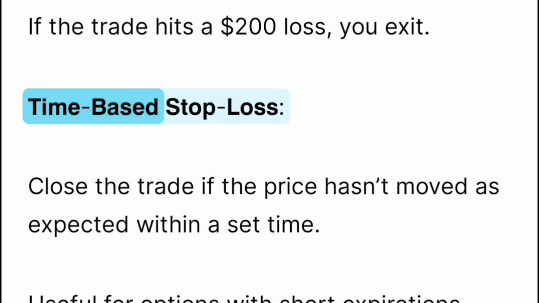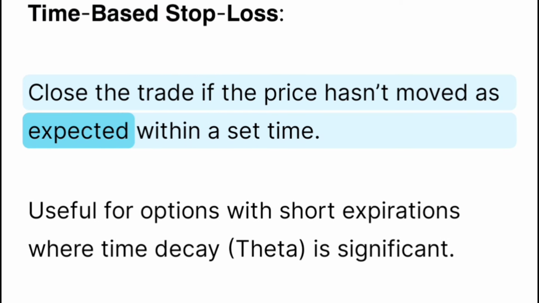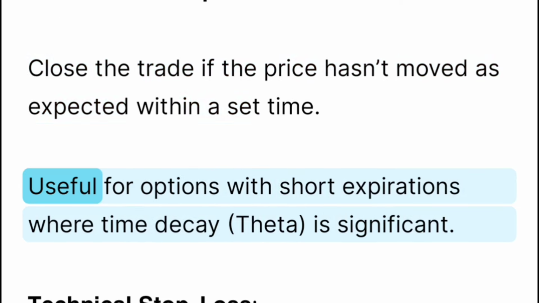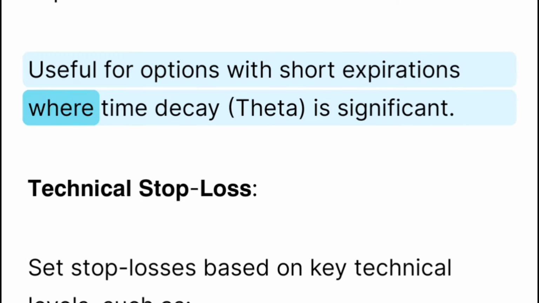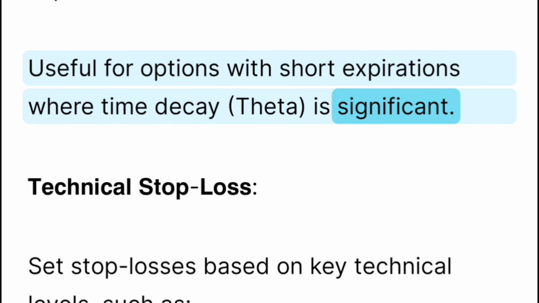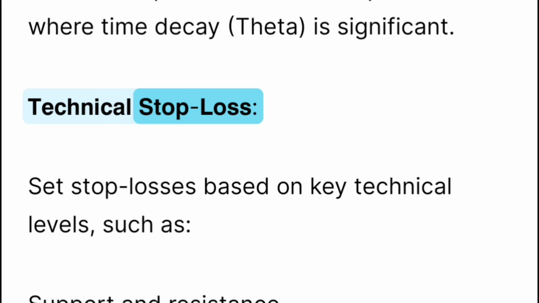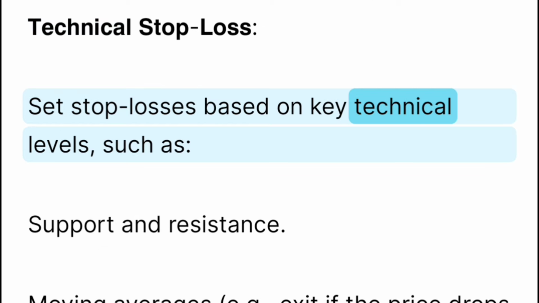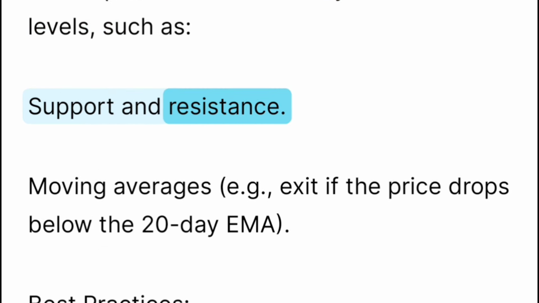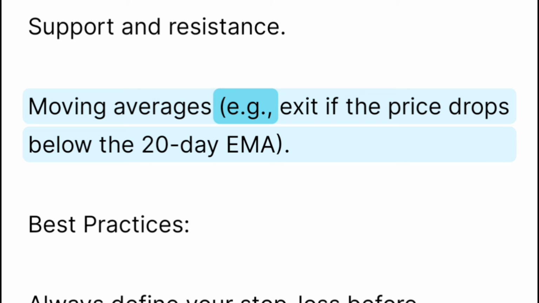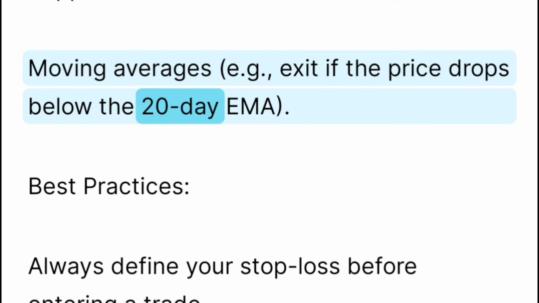Time-based stop loss. Close the trade if the price hasn't moved as expected within a set time. Useful for options with short expirations where time decay, theta, is significant. Technical stop loss. Set stop losses based on key technical levels such as support and resistance. Moving averages, for example, exit if the price drops below the 20-day EMA.